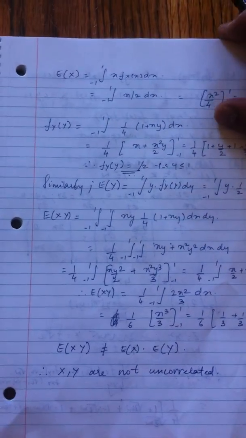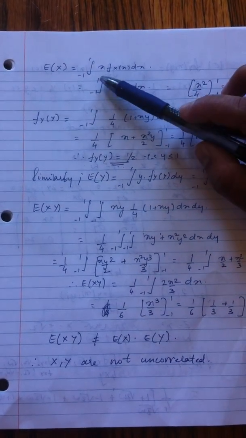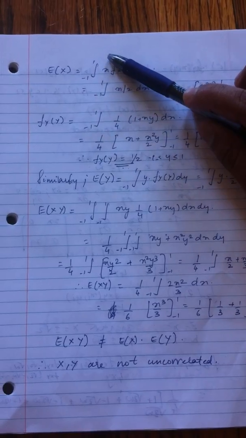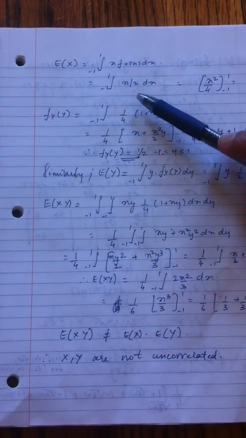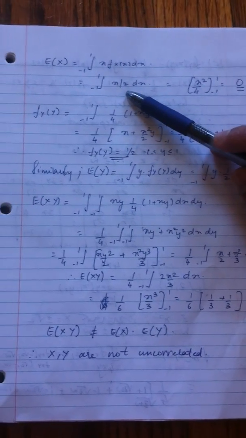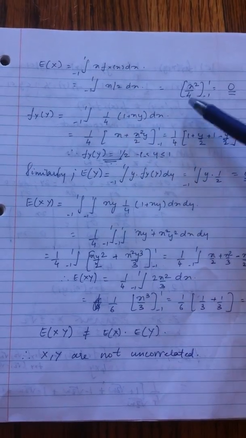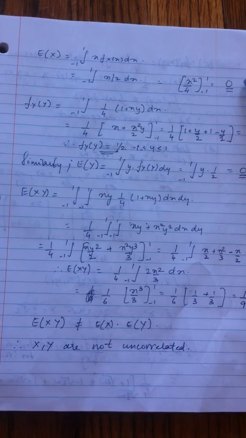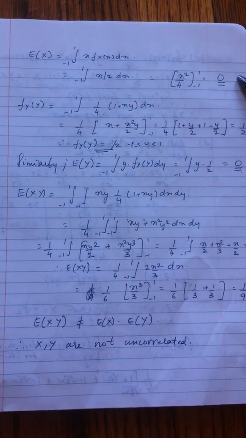Now we calculate the value of E[X], that is, E[X] is equal to the integral of x fX(x) in the limits from -1 to 1. So that is x/2, and therefore x squared by 4 when we integrate this from -1 to 1, and we get the value as 0.